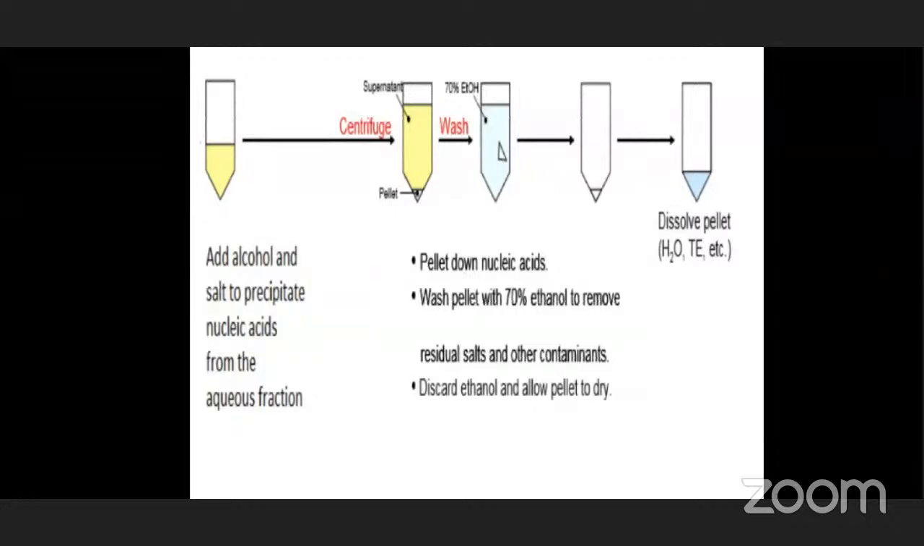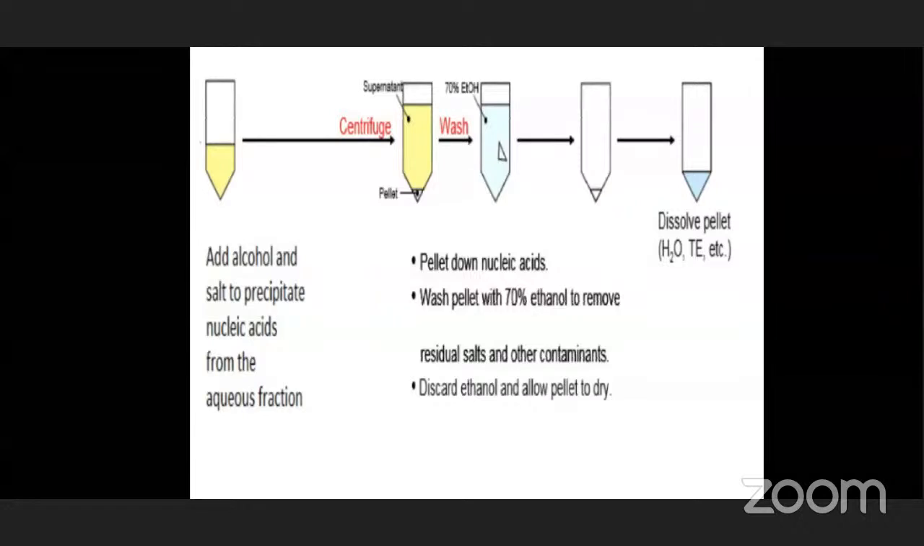Add alcohol and salt to precipitate nucleic acid from the aqueous fraction. Here DNA will be precipitated. DNA is seen as a thread-like structure.